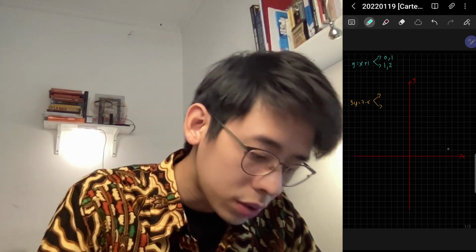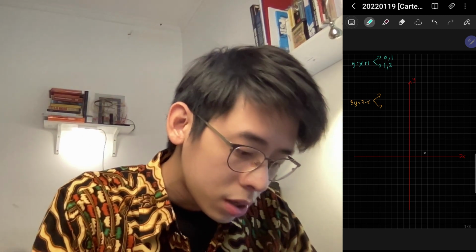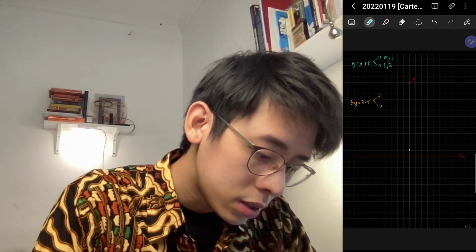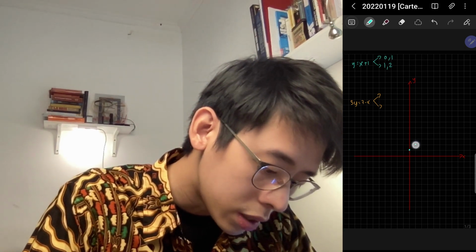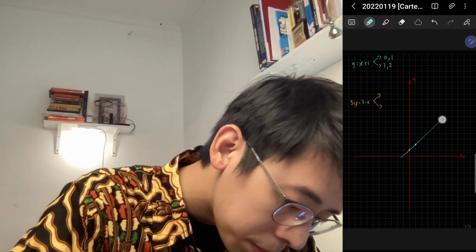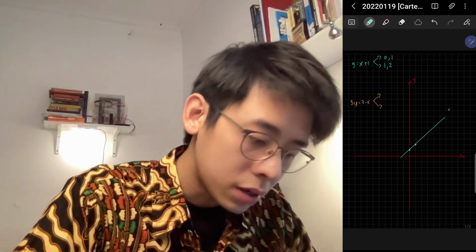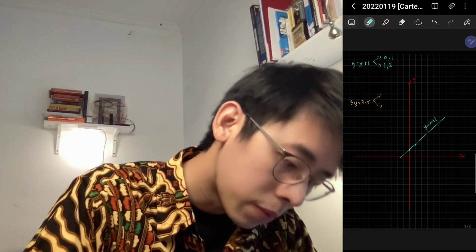Okay, so now we put them into the Cartesian diagram. The point (0, 1) is here, and (1, 2) is here. Now we can draw a line between both of them. Okay, so that is the line y equals x plus 1.